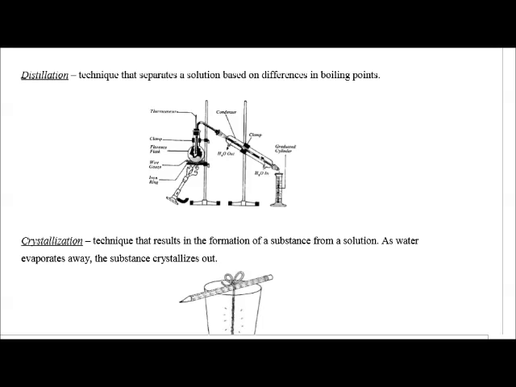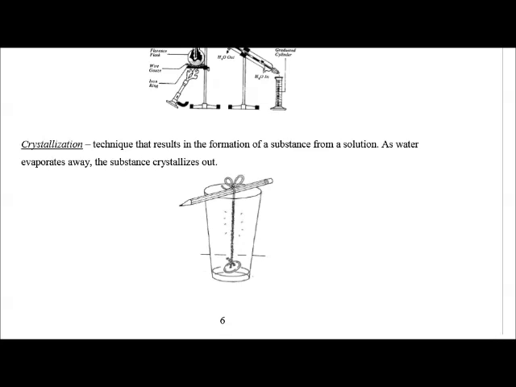Crystallization is a process of removing a solid that is dissolved in water. So if you dissolve sugar in water, if you evaporate the water away, then the sugar is left behind. And this is how we make rock candy.